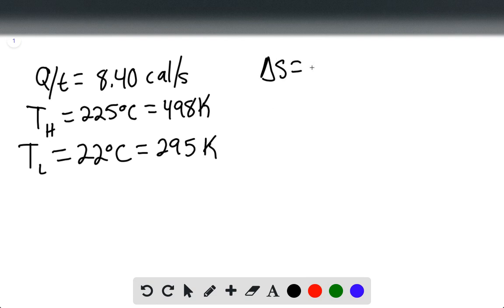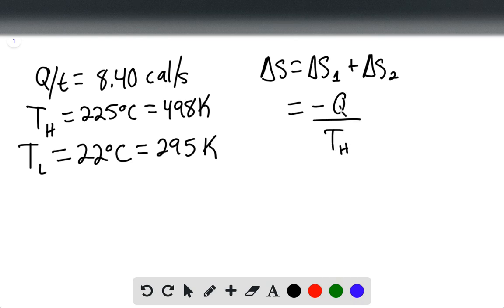We know that delta S is simply going to be delta S sub 1 plus delta S sub 2. So we can say this is equal to negative Q over T sub H. Again, energy is moving away from the hotter source to the cooler source because, of course, thermal energy is transferred from hotter objects to cooler objects. So here will be negative Q over T sub H. And then the lower temperature region is gaining energy, so it'll be positive Q over T sub L.